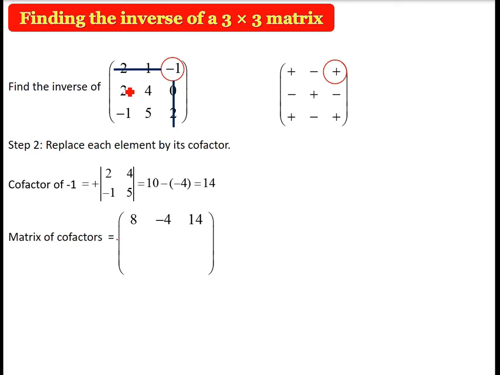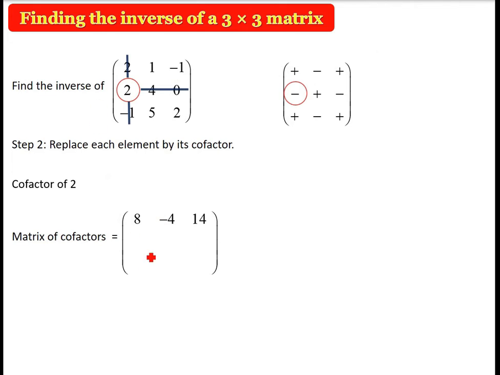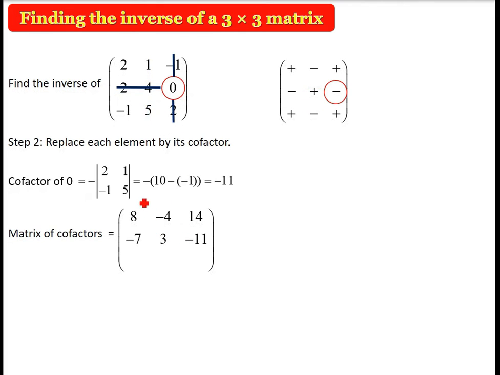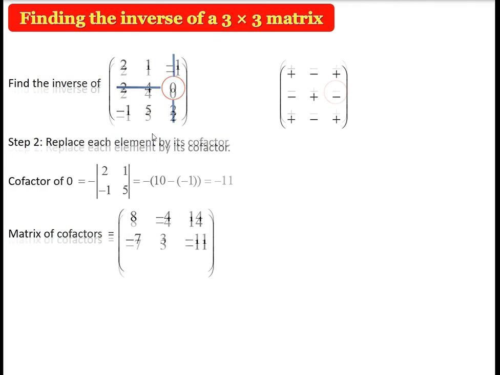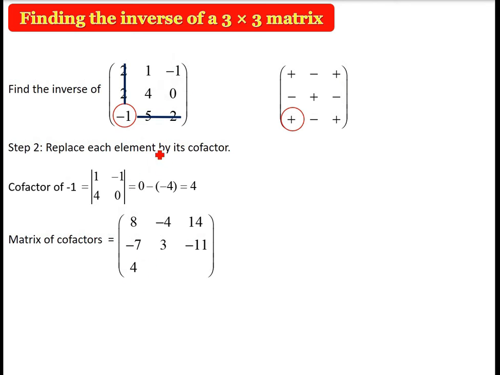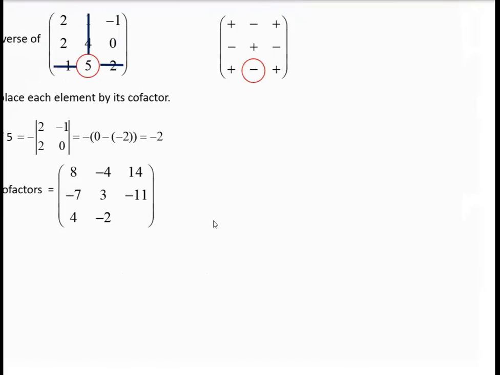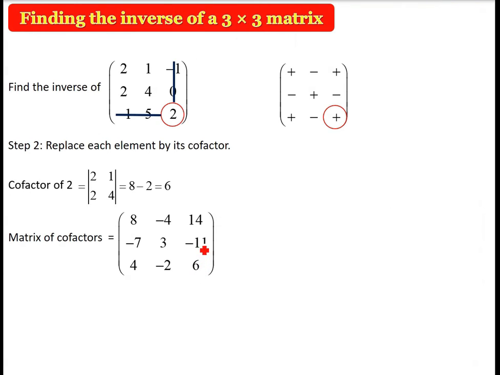So for minus 1, the cofactor you have to find out: 2, 4, minus 1, 5. This sign has come from here. This is the sign, minus 1 to the power i plus j. So this is how each and every element's cofactor has to be found out. So for 4 it will be 3. For 0 it will be minus 11. For negative 1 it will be 4. For 5 again you are hiding the row and column, and the other values you are going to cross multiply. This is going to be minus 2. Then for 2 it will be 6. So this is the matrix of cofactors.